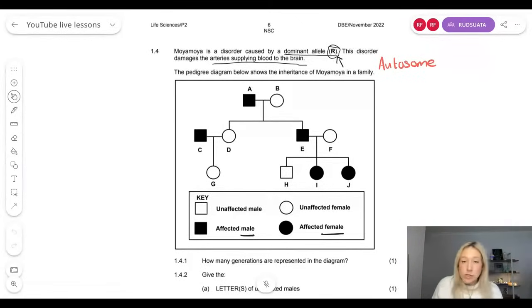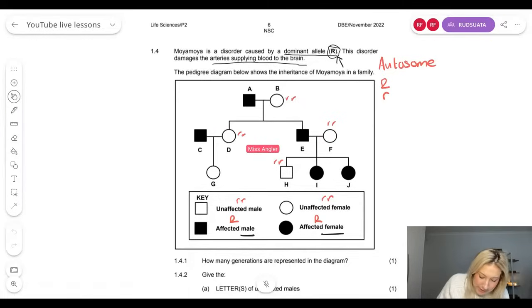So because it's autosomal, you're only going to use the letter R: a big R and a little r. Every single individual who's colored in here must have a capital R attached to it. If you are an unaffected male or female, you must have two small r's. So again, this makes it really easy to fill in, because if that's the case, I can fill in every single person in this pedigree diagram really quickly.